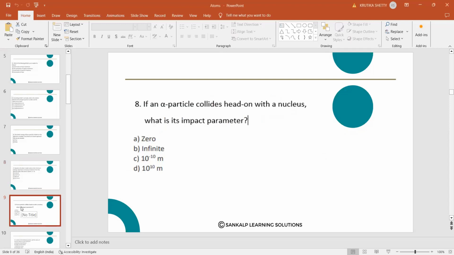Then the next question. If an alpha particle collides head on with a nucleus, what is its impact parameter? The options are 0, infinity, 10 raised to minus 10 meter, and 10 raised to plus 10 meter. So see here, the impact parameter will be 0.